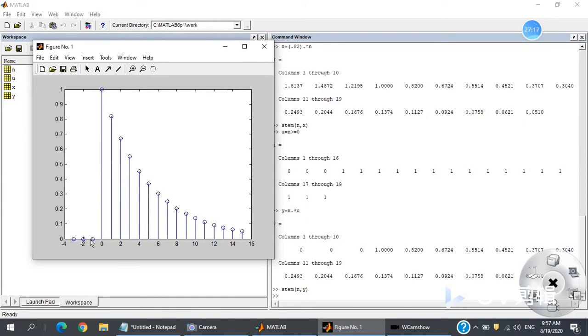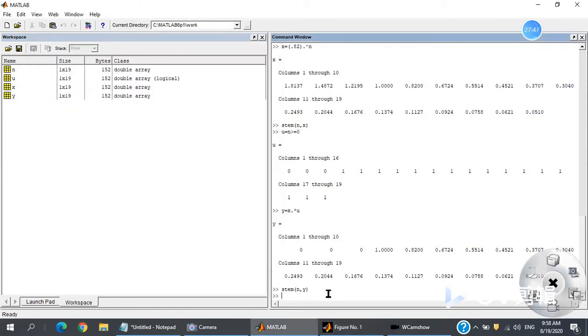In the negative n, right? For n equal to -4, -3, -2, -1, the values are 0. So here we have 0 value. And for positive n or 0, when n is 0 or positive, its value will be this. So it cuts off the negative side.